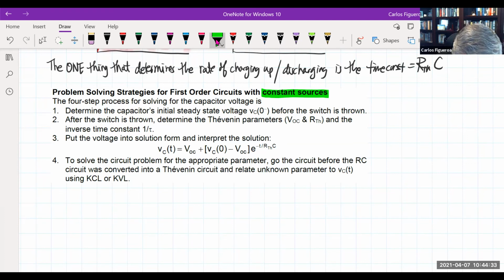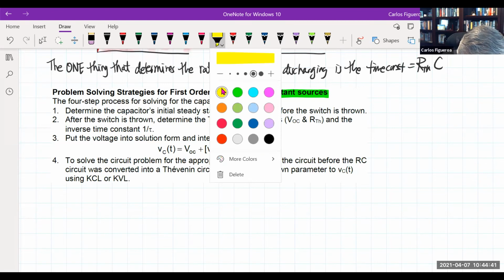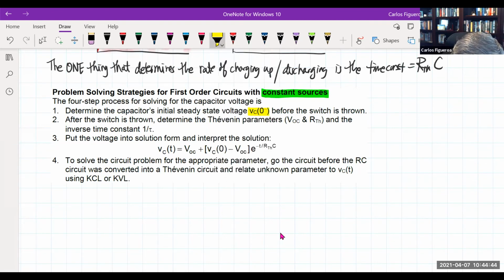So here we go. It's a 4-step process. First, I determine the cap's initial voltage, VOC. So again, there's very particular things that we're going to be looking for. We've got to go get VOC. That's the first thing. And then we're going to throw the switch, and then we're going to convert it into Thevenin parameters. That means I've got to get 2 parameters from that Thevenin circuit. I'm going to get VOC. I've got to get RTH.